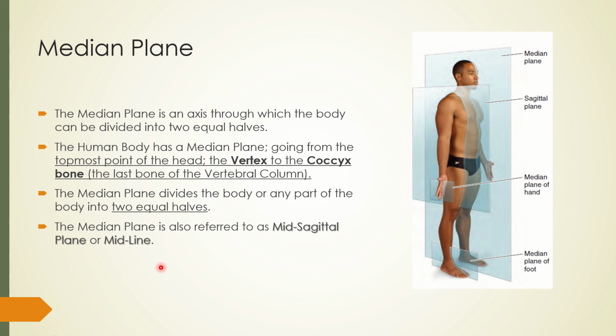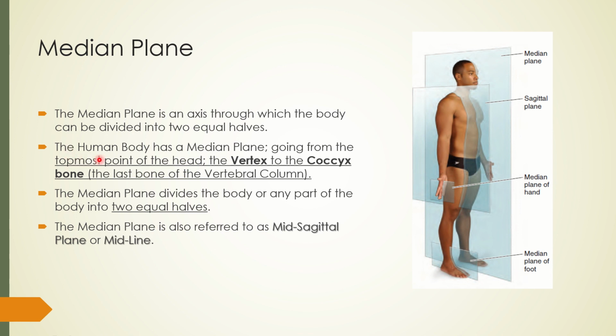Now the median plane. The median plane is an axis through which the body can be divided into two equal halves. As we have studied in the previous class, humans belong to the kingdom Animalia, and they are bilaterally symmetrical chordates. So the human body is also divisible into two equal halves by a line passing through the main axis.